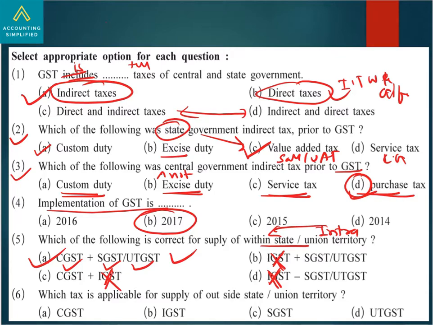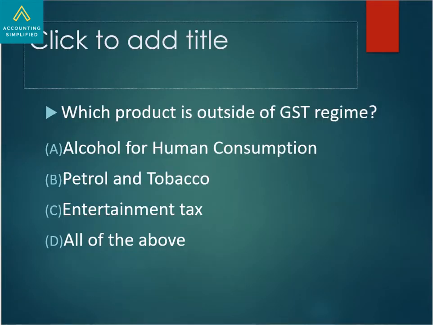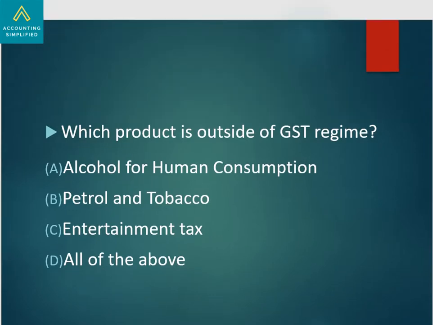And the last MCQ from your book: which tax is applicable for supply outside of the state or union territory? Outside of the state or union territory means interstate. When it is interstate, then IGST applies, compared to CGST, SGST and UTGST. I hope that you have learned this. Now some extra MCQs from my side. Let's learn it.